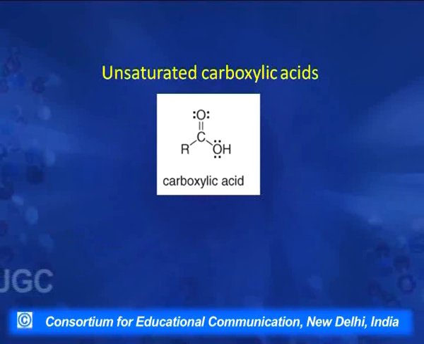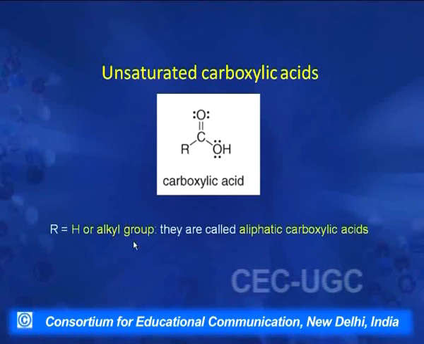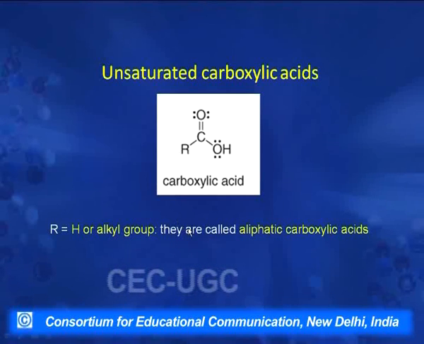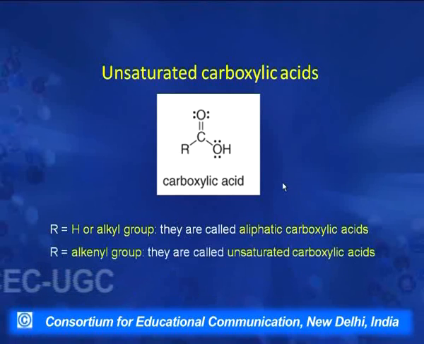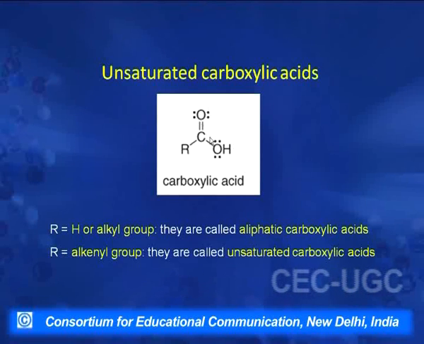Now, next we take up some unsaturated carboxylic acids. We have discussed earlier that carboxylic acids contain this R group attached to the carboxyl functional group. If R is some alkyl chain, then they are called aliphatic carboxylic acids. But if R is some unsaturated carbon chain, that is, alkenyl groups, then we call these unsaturated carboxylic acids. So, the basic functional group, the carboxyl group, is the same, and all the reactions of carboxyl groups will be observed.